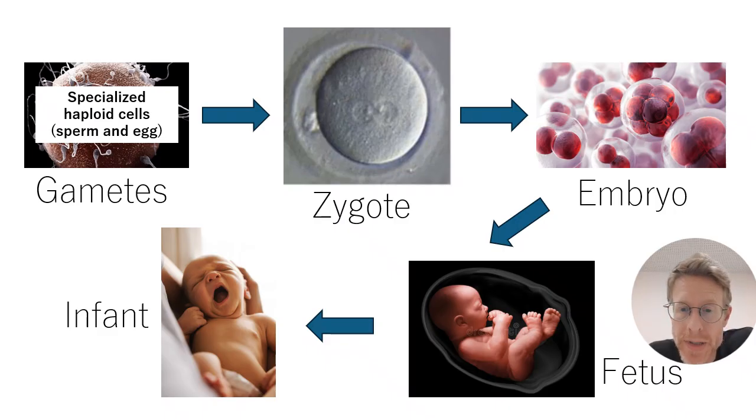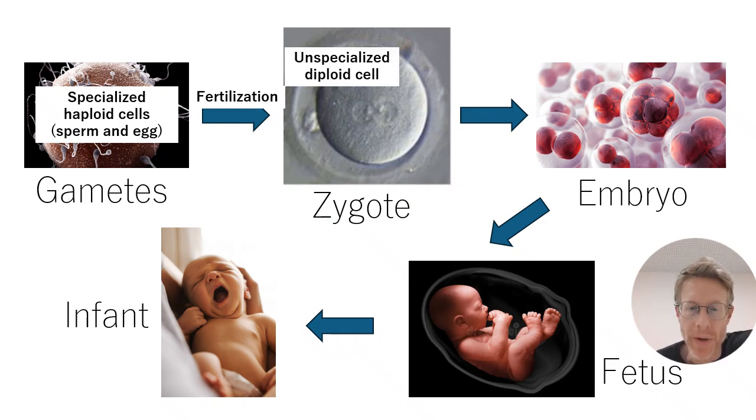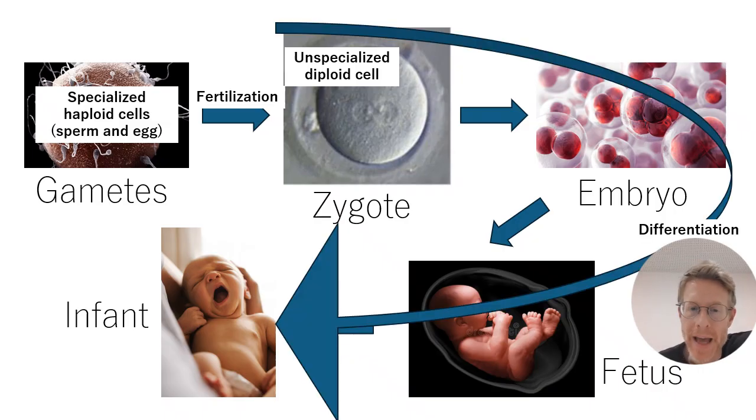But once they fuse and become a zygote, that is a completely unspecialized cell. That process is called fertilization, sperm fusing with egg. We get a zygote, this unspecialized cell. It's called a diploid cell because it has two sets of chromosomes. The sperm and the egg are called haploid cells because they have half the number of chromosomes. Again, you don't need to know all of this at this point, just a little introduction. That zygote starts dividing and dividing and differentiating, which means the cells start to specialize. Very specialized cells.